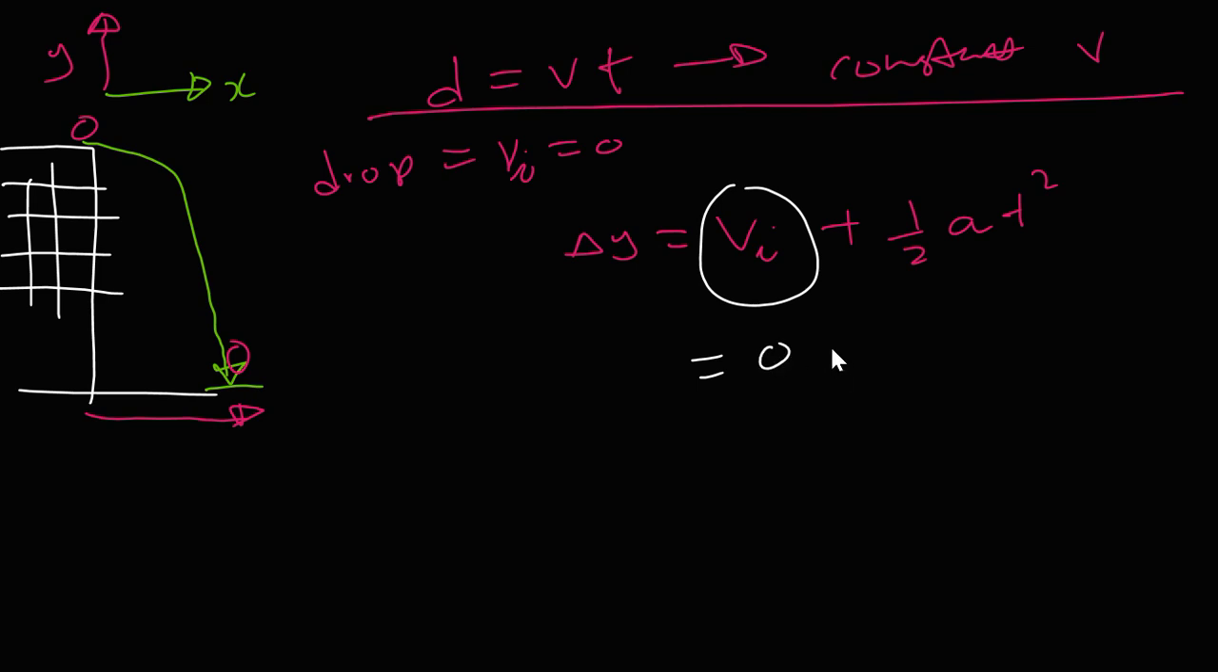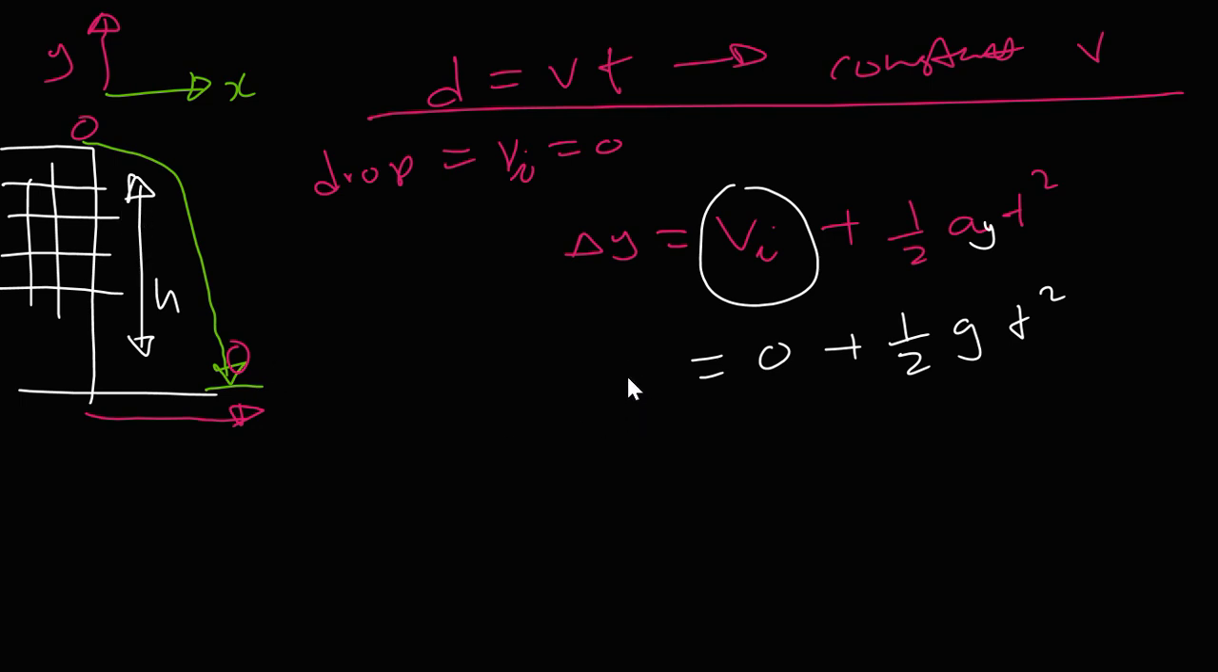So here we have 0 plus half acceleration, because we're looking along the y-axis. If I'm looking at the y-axis, the acceleration is g. Here I should have indicated that I'm looking at acceleration on the y-axis. Now my acceleration is g, times t squared. With this formula, I'm going to get the height of the building.